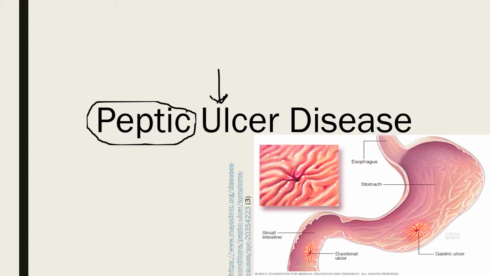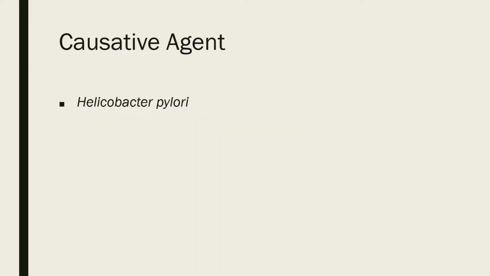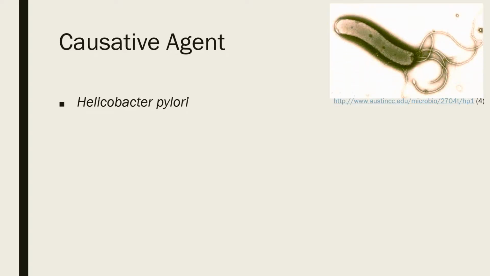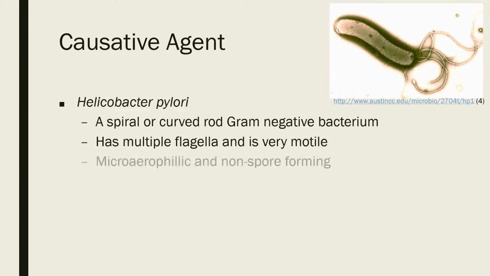Now, peptic ulcer disease is caused by this little guy right here. Just kidding, not Plankton from SpongeBob, but a bacterium that kind of looks like him, Helicobacter pylori. This is what H. pylori looks like. It is a spiral or curved rod bacterium that is gram-negative. It has multiple flagella and is very motile, as you can see in the image, with multiple flagella at one end of the bacterium. It is microaerophilic and a non-spore-forming bacterium.